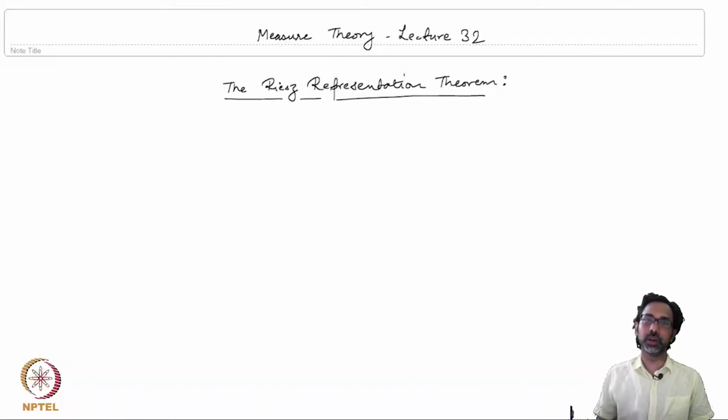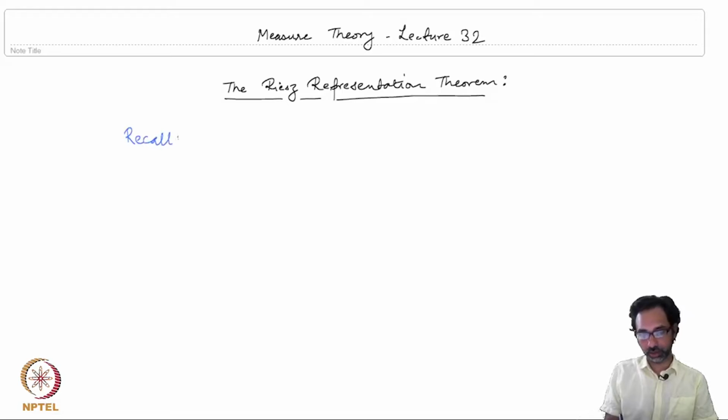We now come to a new topic, and this is about the Riesz Representation theorem. This Riesz Representation theorem is another method to define measures on topological spaces which have some nice properties. So let me recall what we have seen so far in terms of methods of constructing measures.